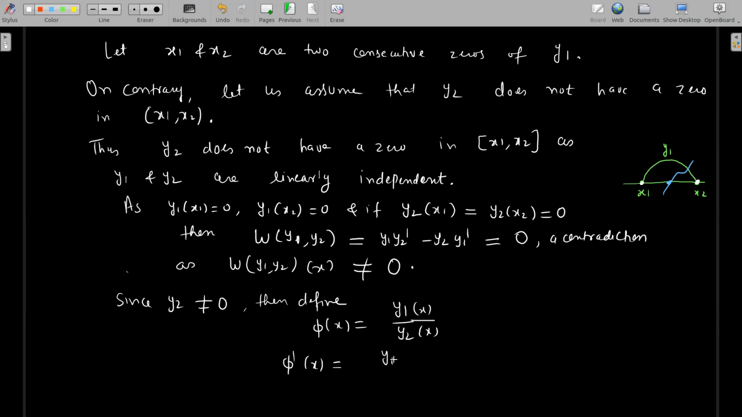So I got y1 dash y2 minus y1 y2 prime divided by y2 square. अंडरस्टूड है ठीक है, x मैं skip कर रहा हूँ, so they are functions of x. तो numerator क्या बन जाएगा, that is Wronskian, negative of Wronskian y1 y2 prime minus y2 y1 prime, so this is Wronskian divided by y2 square.